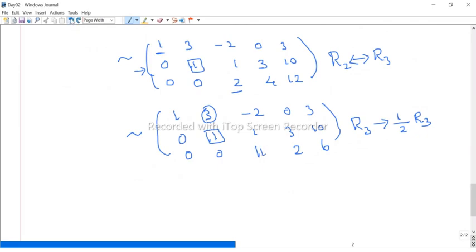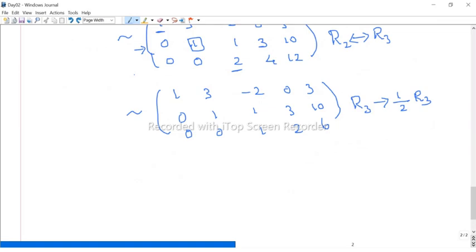Okay, done. But we have to make this matrix into reduced row echelon form. So what do we have to do? We have to make certain positions 0. The first row is not a problem, right? Because 1 is here, and above the 1 there are no rows, therefore no need to check the first row.